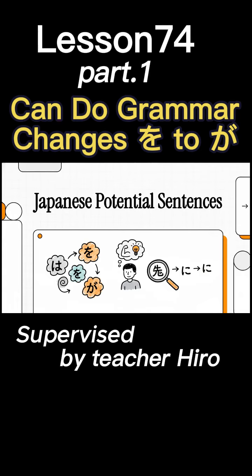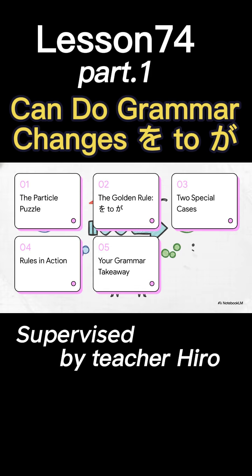If you're learning Japanese, you know those tiny little particles, like o, ga, and ni, are a really big deal. But if you ever notice that when you talk about what you can do, they seem to just throw out the rule book? Well, in this explainer, we're going to untangle exactly why that happens and how you can master it. So here's how we're going to break it all down.